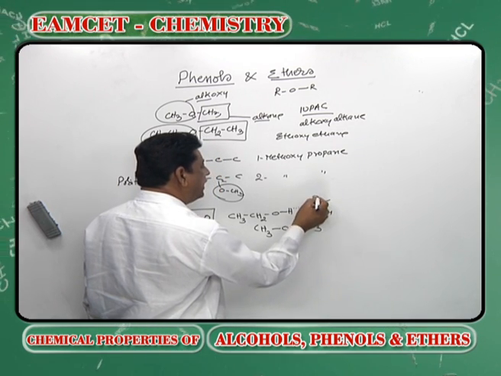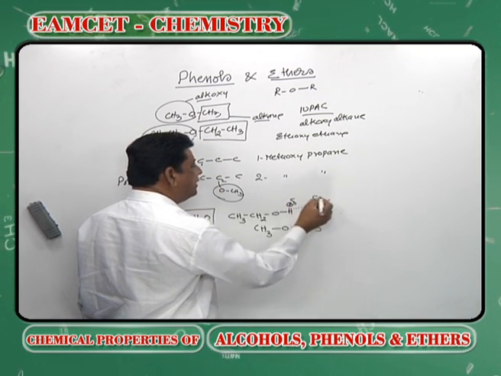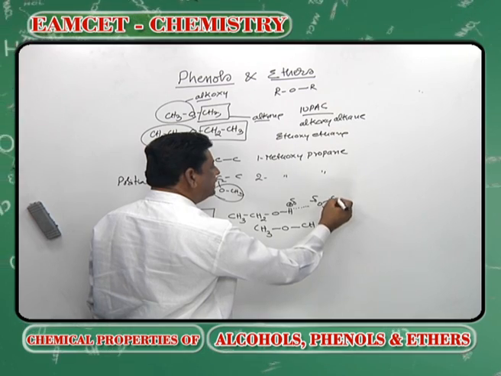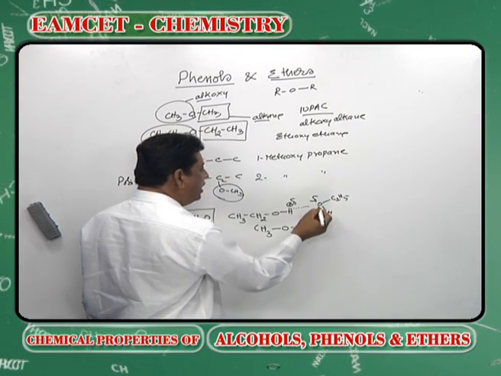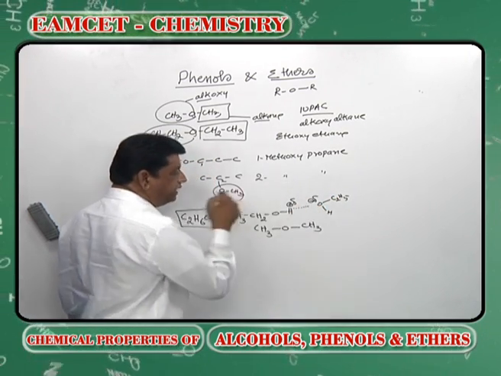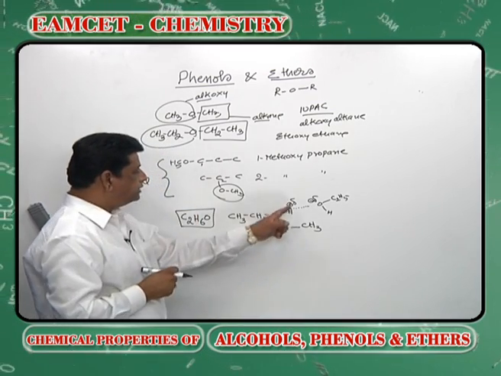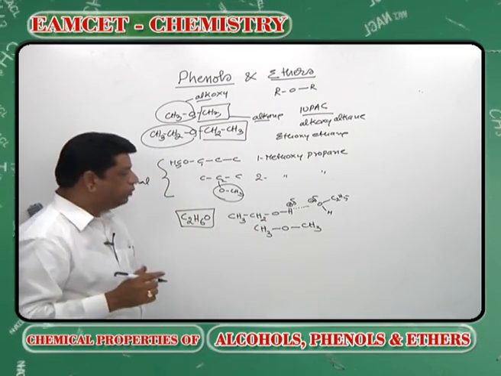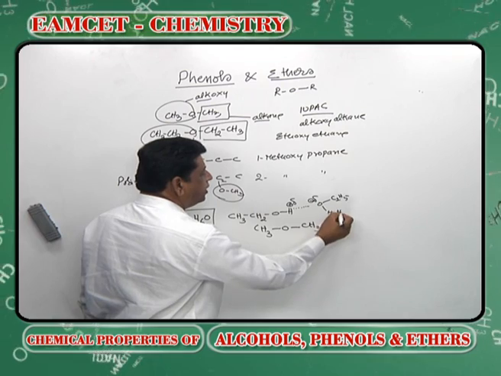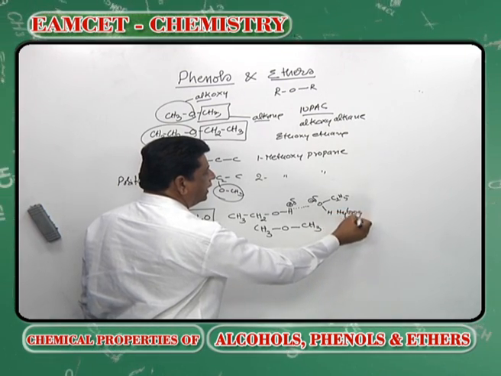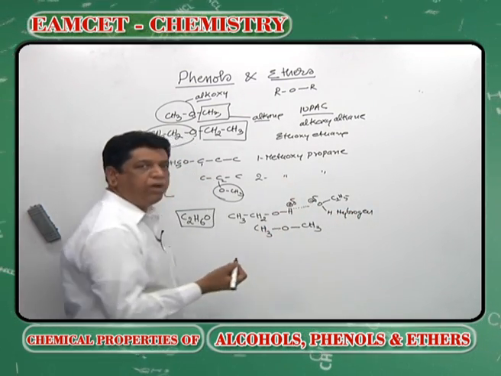This has a delta minus, this has a delta plus. This type of bonding, that is C2H5, let us say, bonding between a delta negative charge of one alcohol and delta positive of another alcohol is known as what? Hydrogen bonding. Because of this hydrogen bonding, the alcohols will have a higher boiling point.